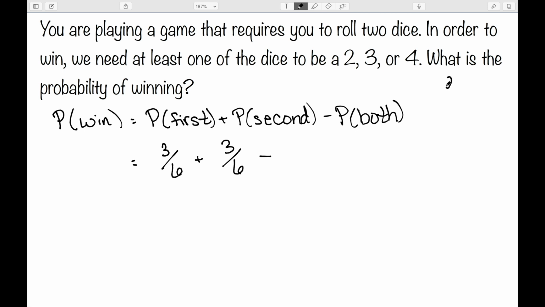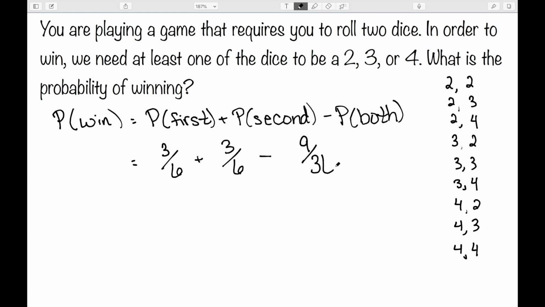So if I think that through, that means rolling a 2, 2, a 2, 3, a 2, 4. I could roll a 3, 2, 3, 3, or 3, 4, or 4, 2, 4, 3, 4, 4. All of those would win me on both dice. So that's a total of 9, and when I roll 2 dice, I have 36 different options for rolling the dice. And if we work this out, we get 27 over 36, or 3/4. So I have a 3/4 chance of winning this game.